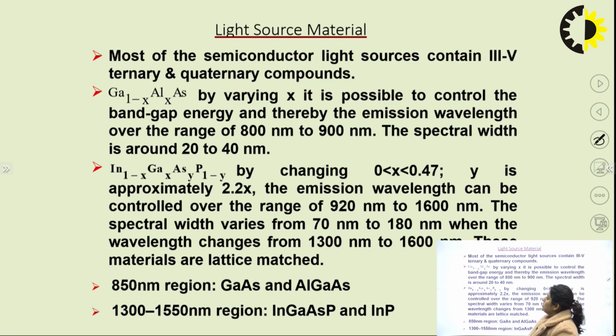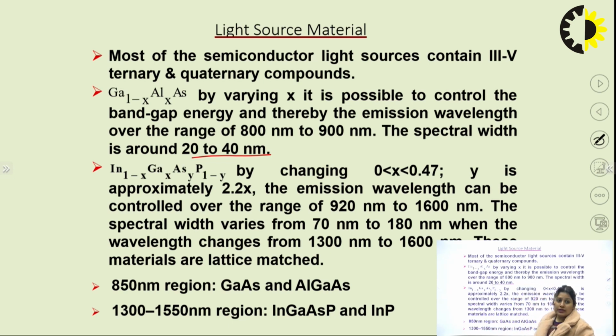Next we have light source material. Most of the semiconductor light sources, as we have already discussed, contain third and fifth group ternary and quaternary compounds. As an example, we have gallium aluminum arsenide, where gallium has a proportion of 1 minus X and aluminum has a proportion of X. By varying X, it is possible to control the band gap energy and thereby the emission wavelength over the range of 800 nanometer to 900 nanometer. The spectral width is around 20 to 40 nanometer, which is obviously wider as compared to lasers.